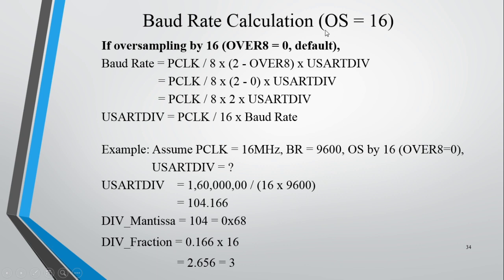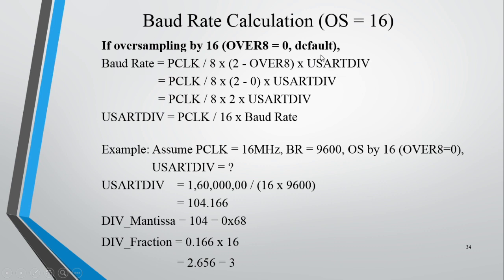For the time being, you are going to perform the baud rate calculation for oversampling by 16. That means the OVER8 bit will be 0. So if we are performing oversampling by 16, what will be the baud rate equation? Baud rate equals PCLK by 8 into (2 minus OVER8 bit) into USARTDIV. This is the value that is to be loaded into the baud rate register in order to configure a particular baud rate. Right. So if you move this value to BRR, the particular baud rate will be generated.